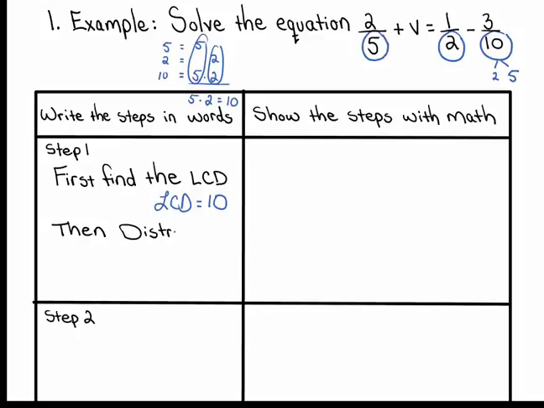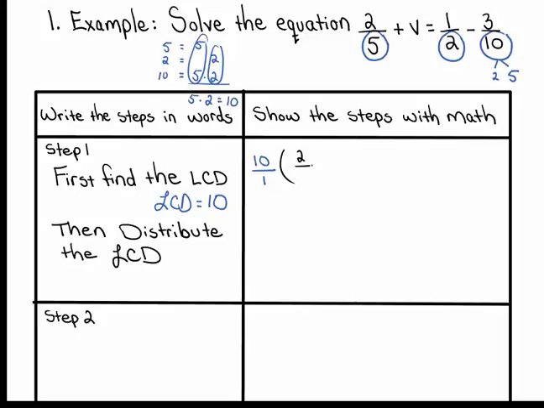Then distribute. So our next step would be to multiply each one of the terms in this equation by the LCD, 10. Once again, this is not to create equivalent fractions. We do not want all the denominators to be the same. We want to get rid of the denominators. That's why we're doing this.